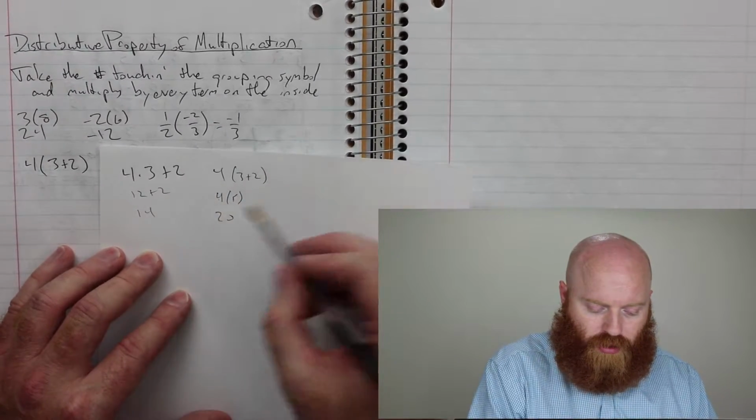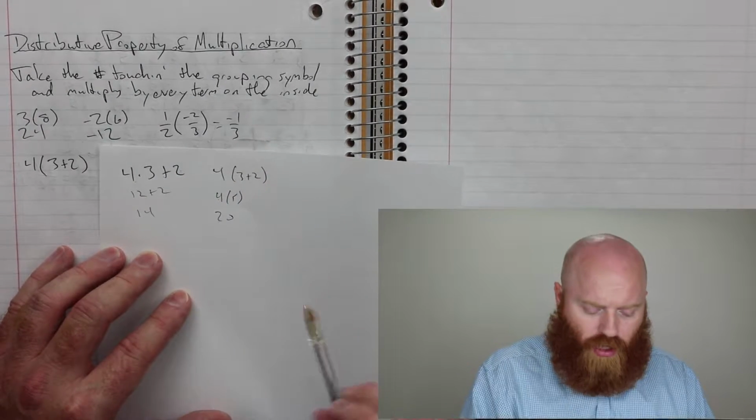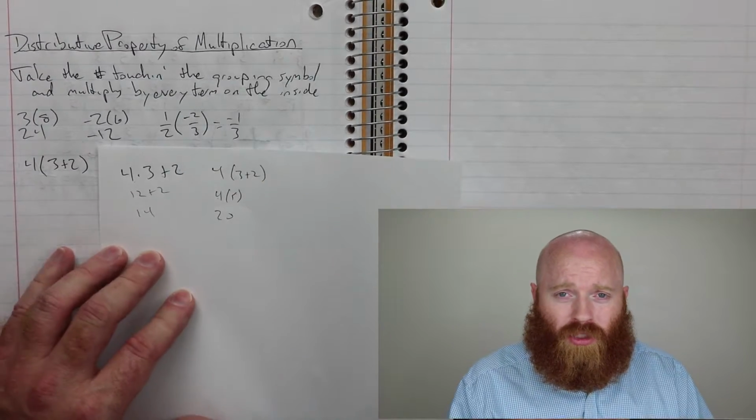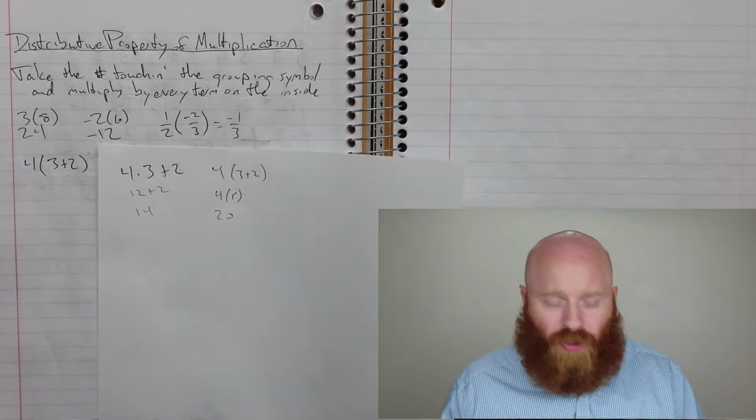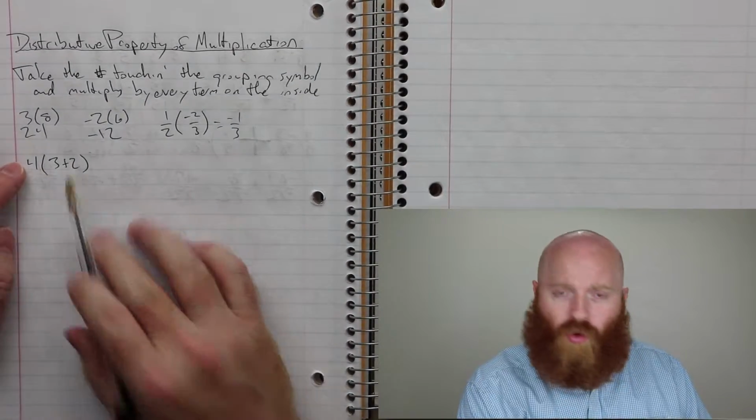These are different problems: 4 times 3 plus 2, and 4 times the quantity 3 plus 2. The quantity means the numbers inside the grouping symbols. It means what I'm about to say, put it inside grouping symbols. Okay, so 4 times the quantity, 3 plus 2.